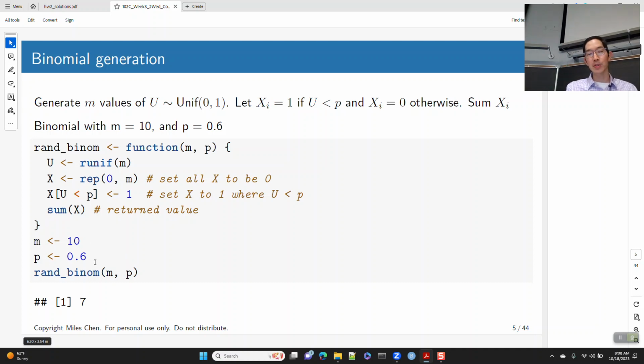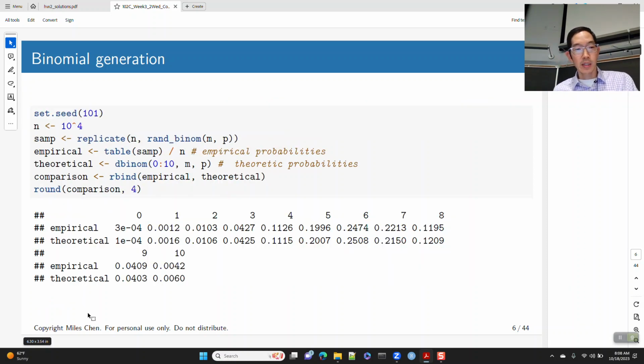Okay, and so one random instance of binomial with m equal to 10 and p equal to 0.6, I happen to get 7. That's just one random instance of this.